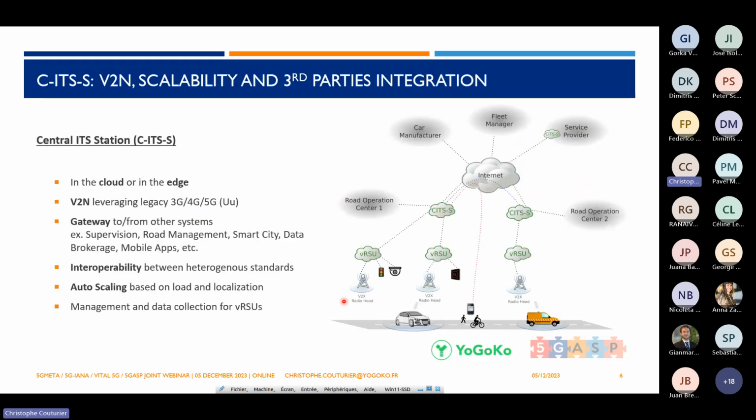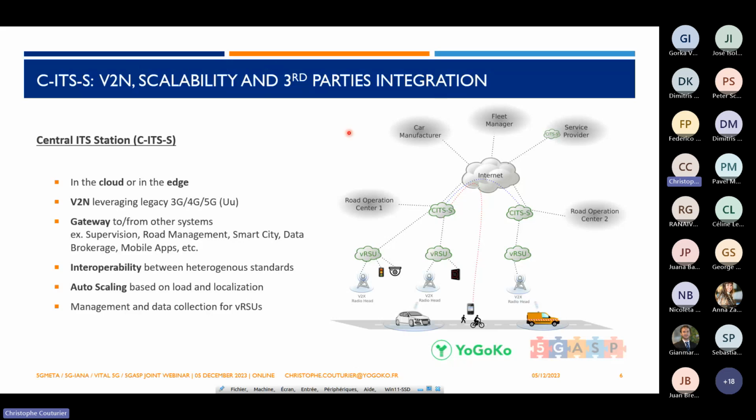The other NetApp is what we call the central ITS station. We call it that because it is the name used in the ISO and ETSI standards. And it basically does three things, as you will see. It brings V2N connectivity, it handles the scalability of the devices, and it enables connecting third-party software.